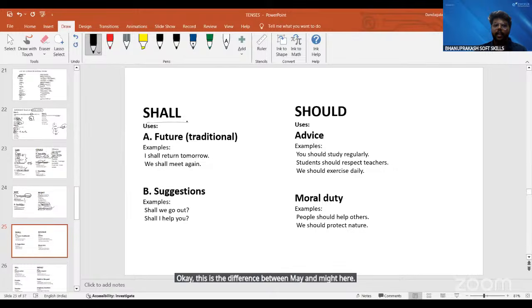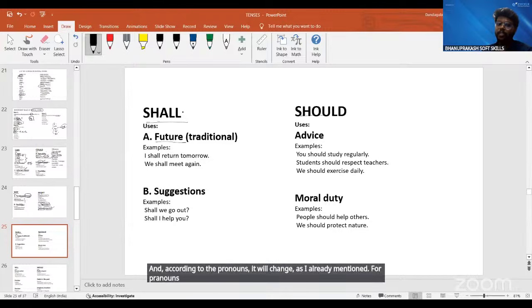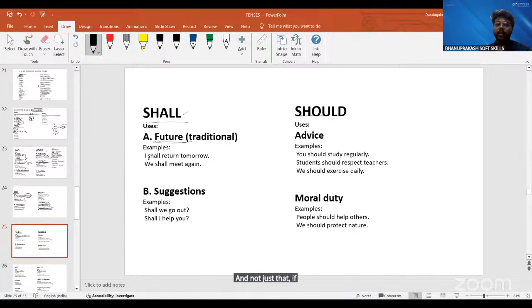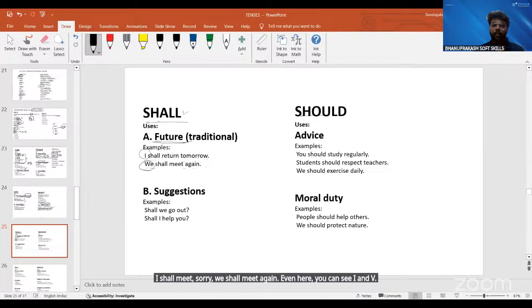And next, shall and should. Shall is used for future, as we use will and shall hand in hand. And according to the pronouns, it will change, as I already mentioned. For pronouns like I and we, we use this shall. And not just that, for future things like I shall return tomorrow. I shall meet, we shall meet again. Even here you can see I and we. And even for suggestions, we use shall.